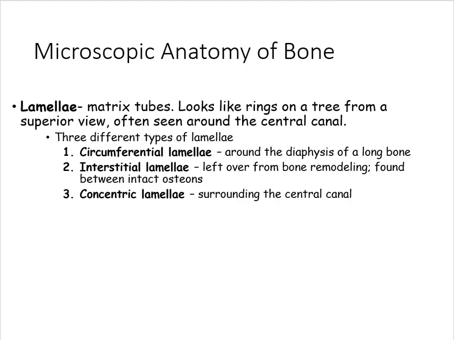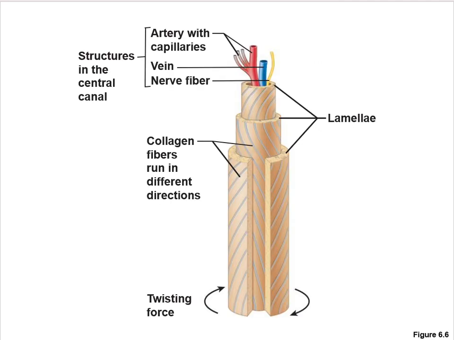So lamellae are just matrix tubes. For an osteon, they look like rings on a tree from a superior view, or if you're looking at the rings at the top. They're often seen around that central canal of an osteon, but there are different types. There's not just concentric lamellae surrounding the central canal. There's circumferential lamellae around the diaphysis or shaft of a long bone, and interstitial lamellae that are left over from bone remodeling. So they're found in between intact osteons.